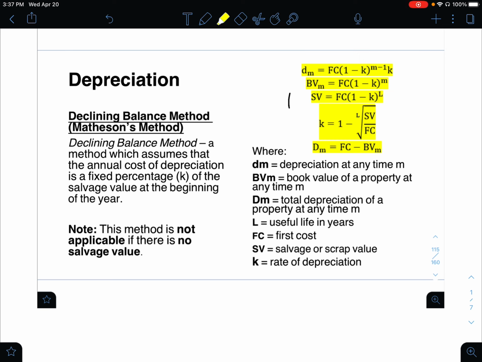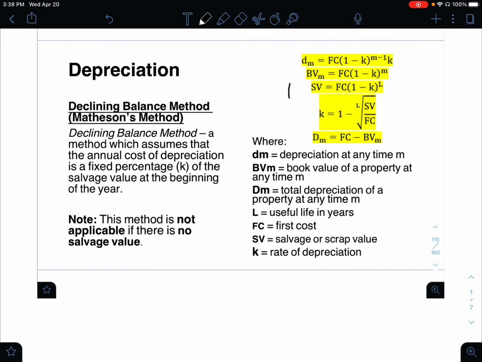Okay? So, for K, si K karon is the rate of depreciation. Okay? In which there's a formula also there na given. It's 1 minus the L-th root of SV over FC. So, unsa na si L? L is the useful life in years. Okay? Now, we also have DM. Si DM karon is the depreciation at the time of sabang year na siya. So, given those formulas, we can solve some of the problems in the declining balance method or the Matheson's method.